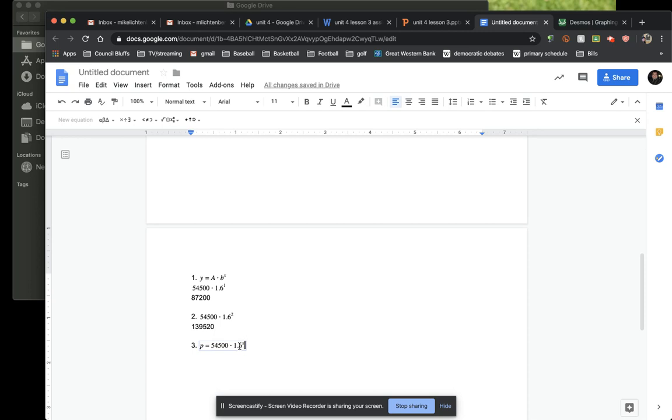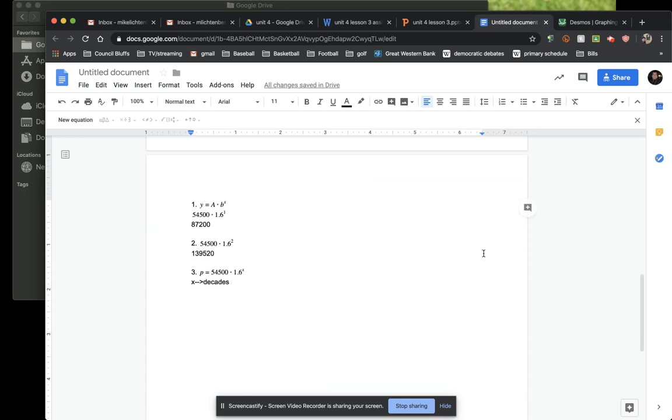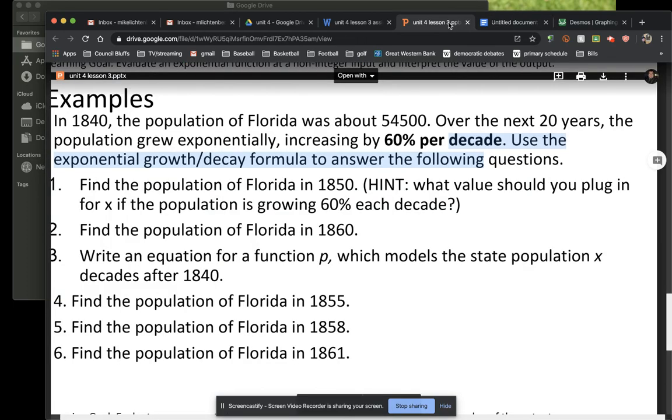Okay, the only thing that's going to change is that X value. And the important thing to realize here is that X is decades. The X value here represents decades, not years, because it's growing per decade. So this right here is the equation for number 3, 54,500 times 1.6 to the power of X.